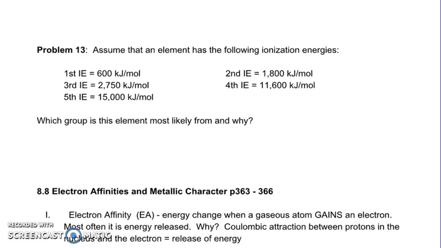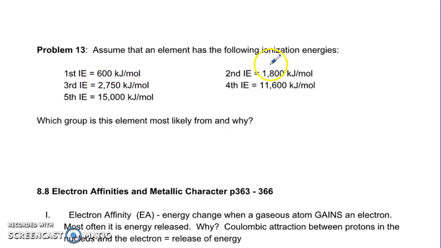Okay, so problem 13 is a really important question. This does come up on the AP, something like this. To assume that an element has the following ionization energy. So they gave you the first five. What you are looking for is where is there a biggest jump between the ionization energies?